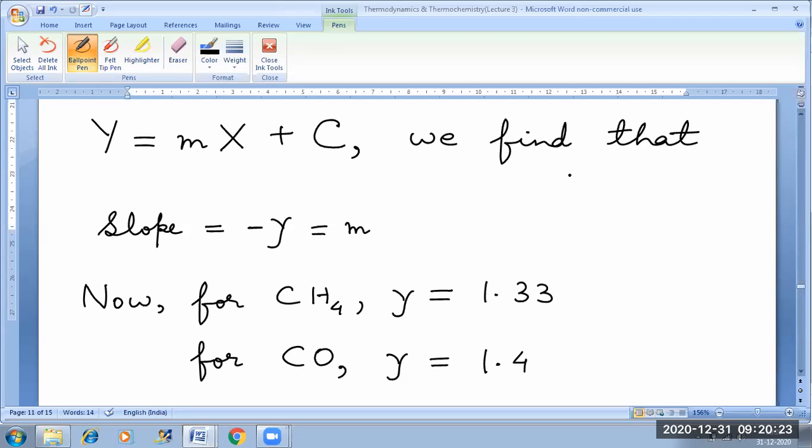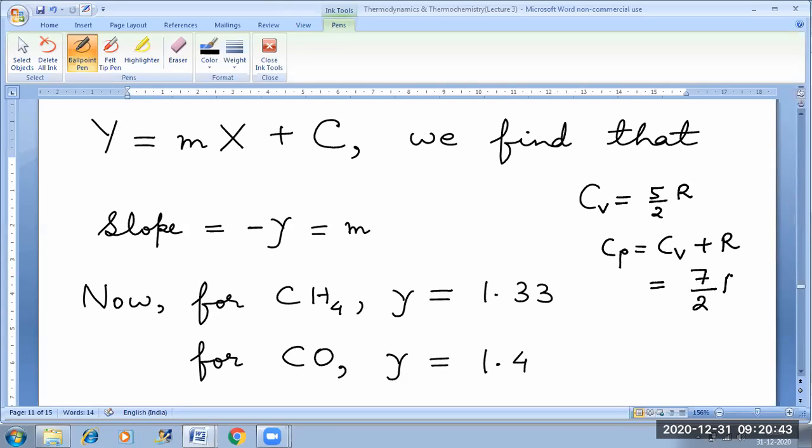How did I get this? Because Cp by Cv is gamma. I know that for a diatomic gas, Cv is equal to 5 by 2R. So Cp will be equal to Cv plus R, that is 7 by 2R, and then taking the ratio of Cp and Cv, that is 7 by 2R by 5 by 2R, we get 1.4. So gamma is 1.4 for a diatomic gas and gamma is 1.33 for a polyatomic gas.